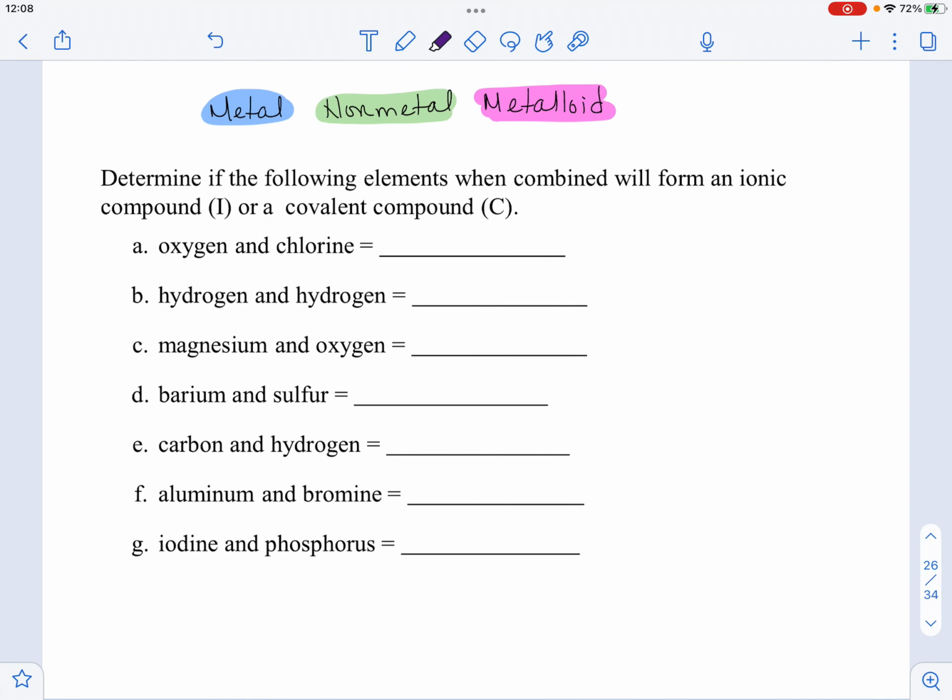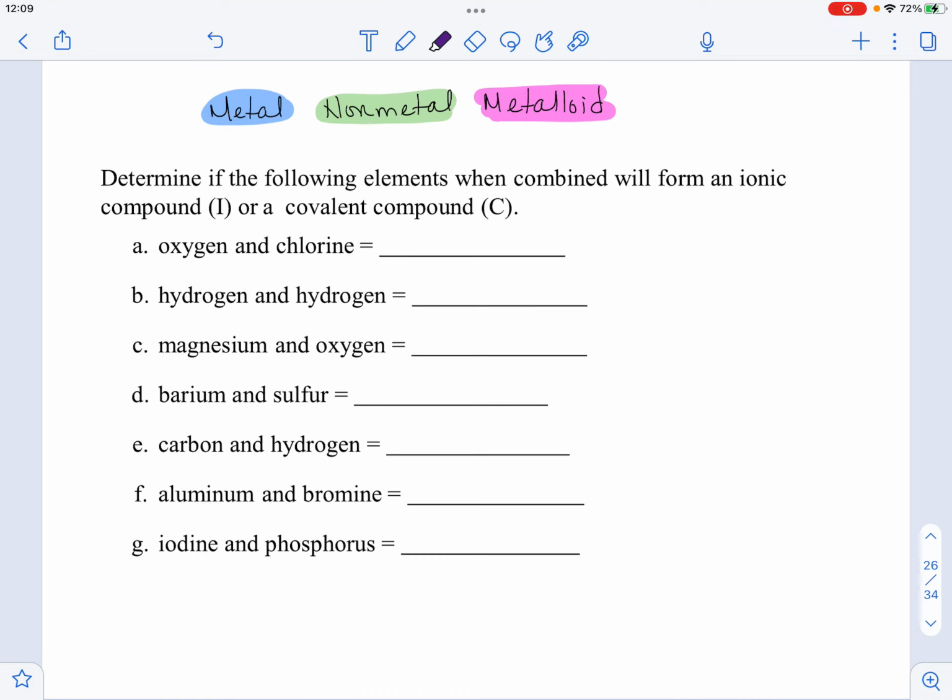So let's practice identifying what kind of compound we are going to generate depending on the combination of elements that we have. Here we have a list of pairs of elements and we need to determine if they form an ionic compound, and we're going to label it with a capital I, or if they form a covalent compound, which we're going to label with a letter C. So I'm going to do problems A, B, and C to illustrate how to identify this.